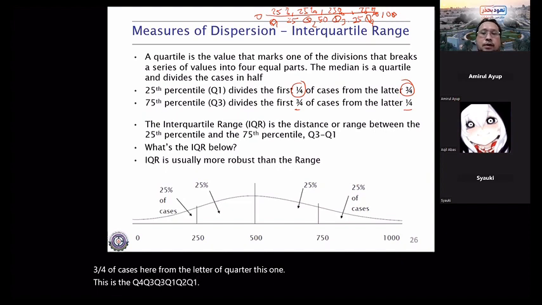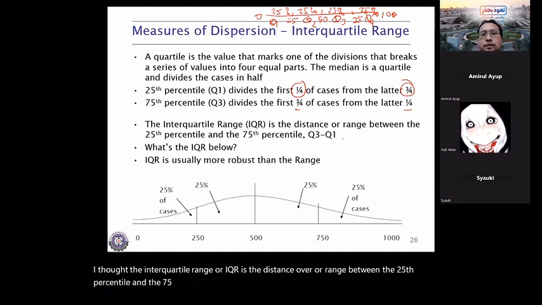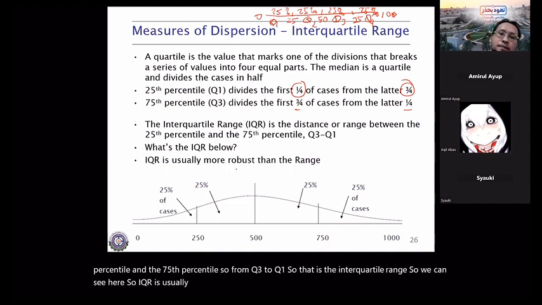So the interquartile range, or IQR, is the distance or range between the 25th percentile and the 75th percentile. So from Q1 to Q3. So that is the interquartile range. So we can see here, the IQR is usually more robust than the range.